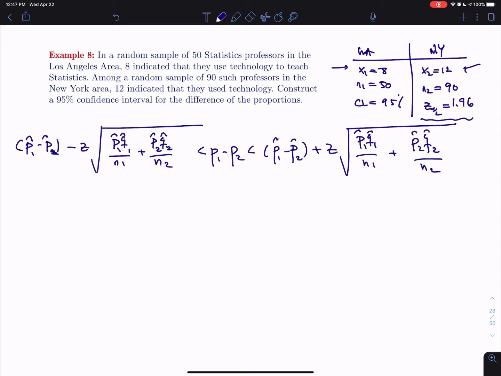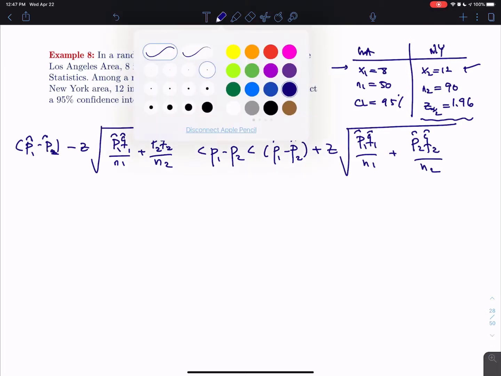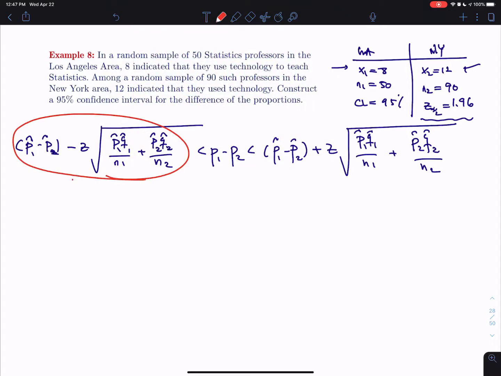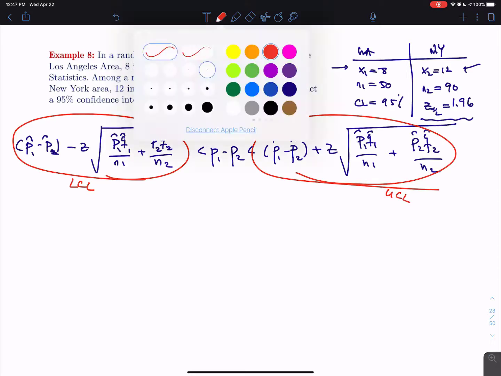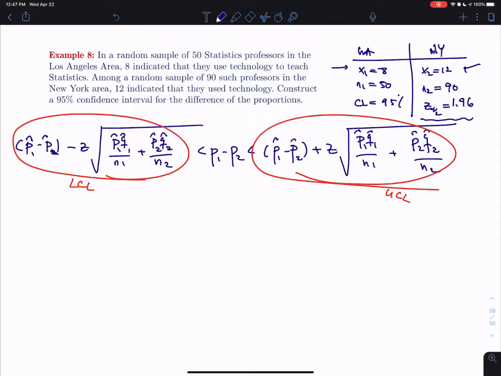All right, now, obviously we don't have P1 hat and P2 hat, but they've given us X1, N1, and X2, N2. So here, of course, this is purely Excel work at this point, because remember, you are trying to find the left-hand side, some value for that, and the right-hand side, upper confidence limit, some value for that. On Excel, but here I'm trying to literally show you how it's done traditionally with pencil and paper.